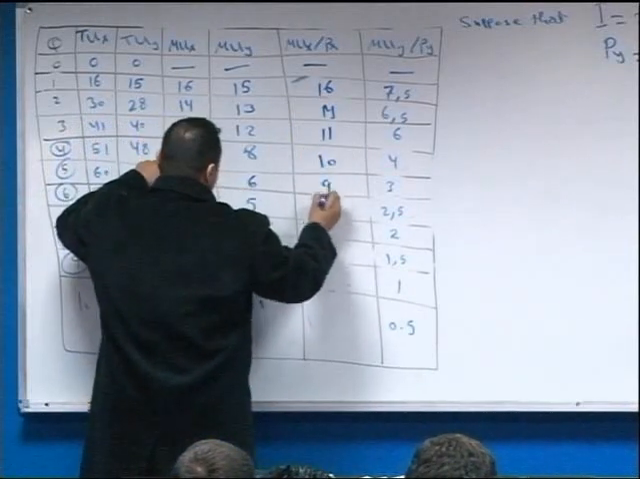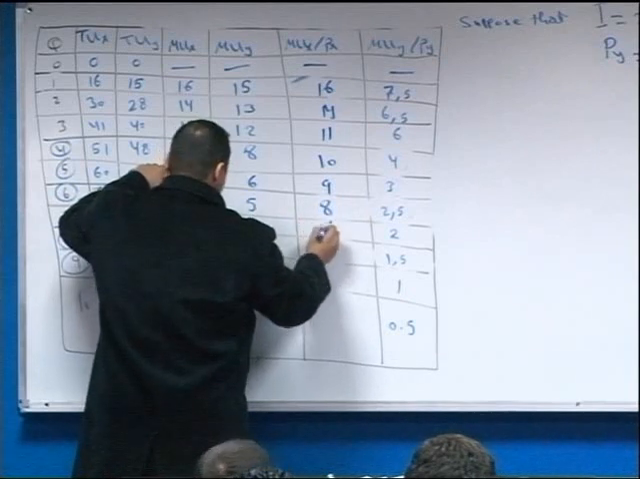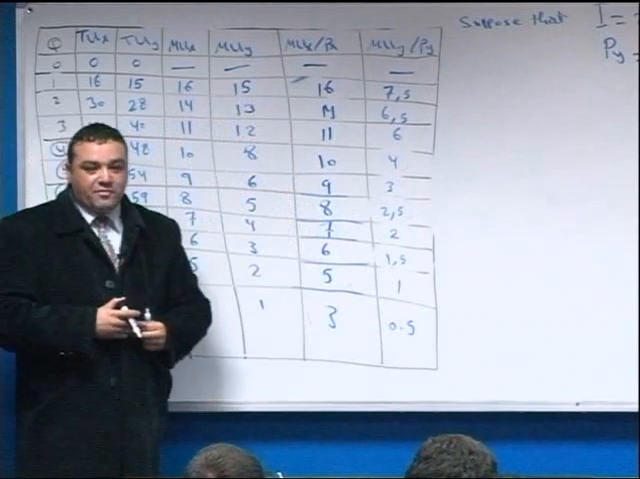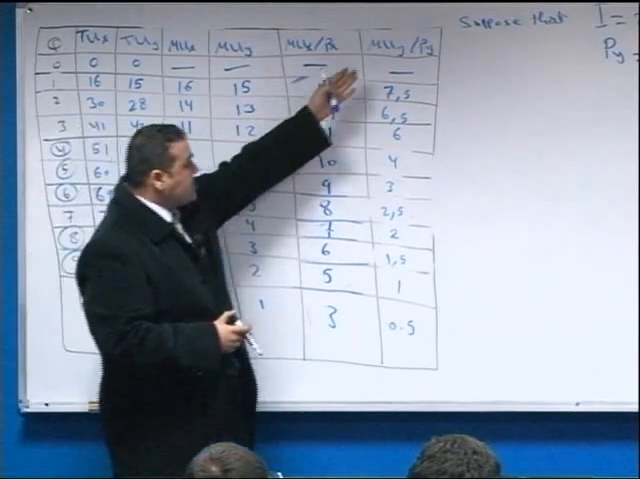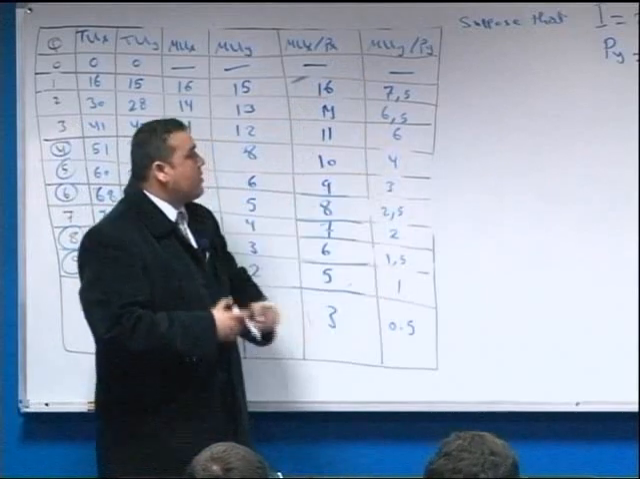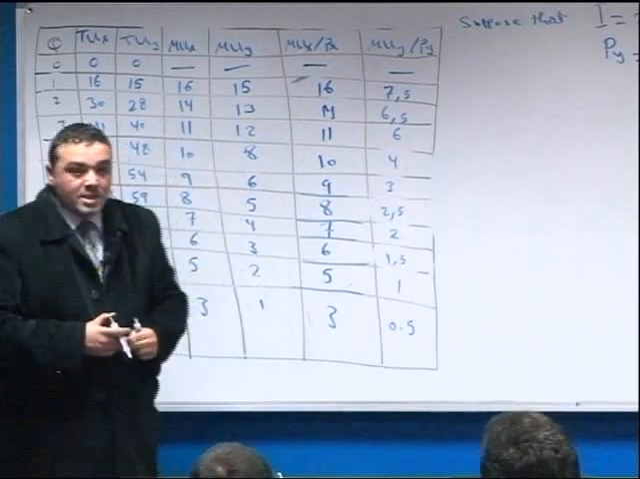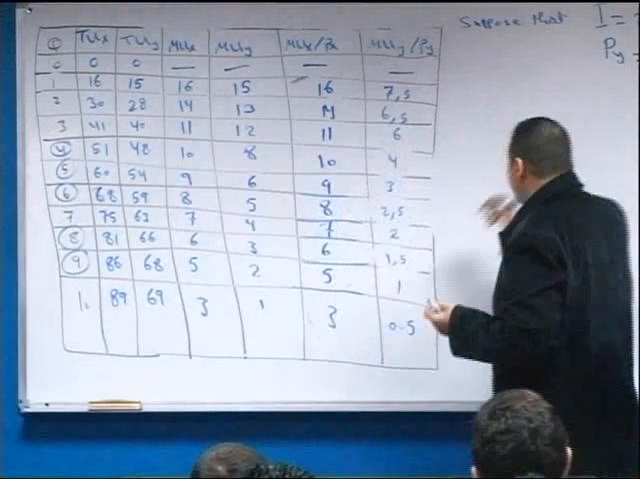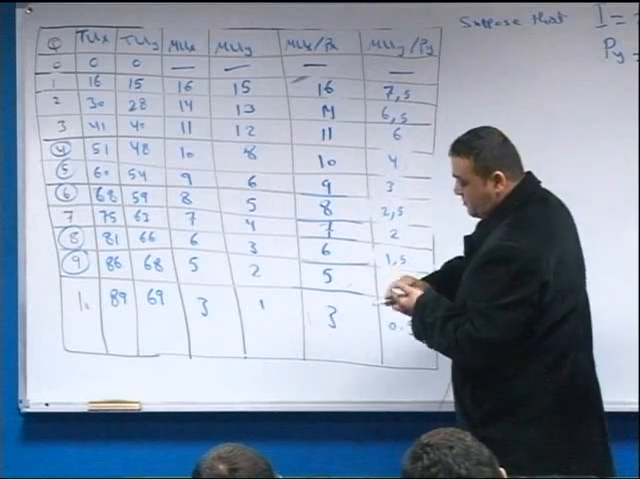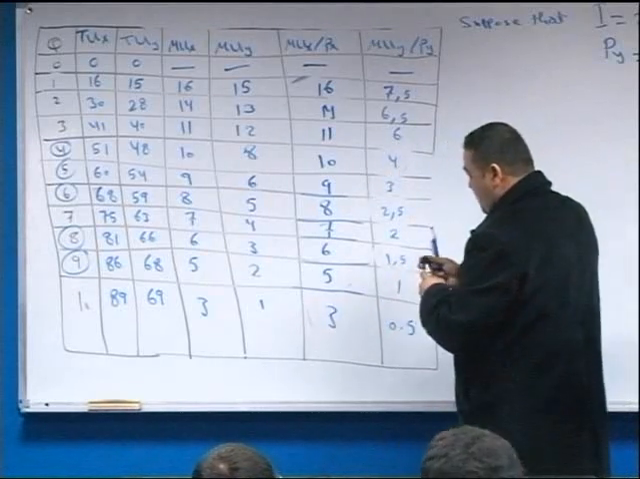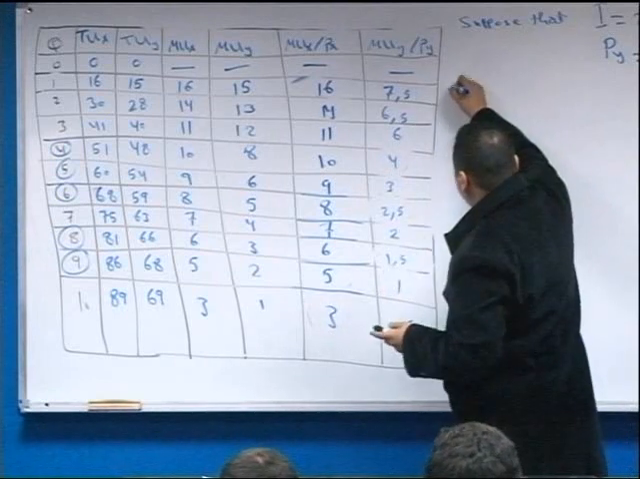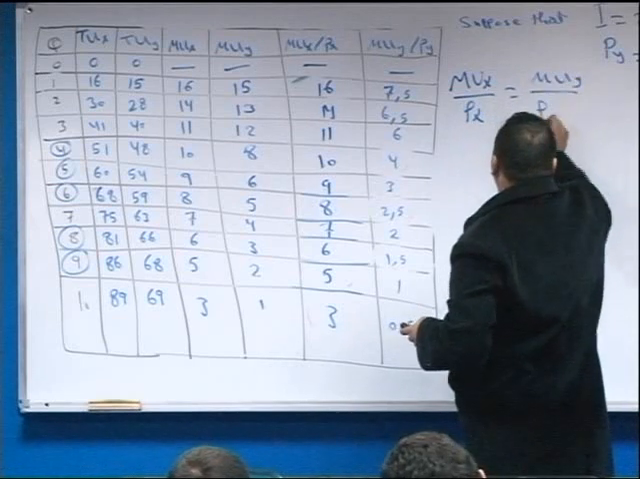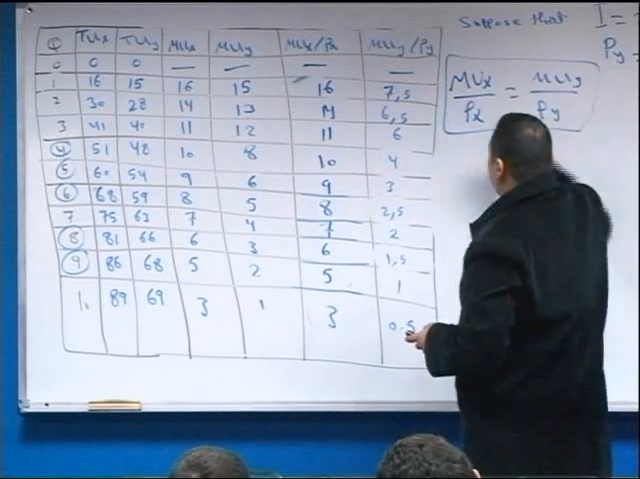11, 10, 9, 8, 7. So as we see, we have new values for the marginal utility of X over PX and the same numbers for the MUY over PY, right? So let's test the first condition, which is MUX over PX equals MUY over PY. This is the first condition.